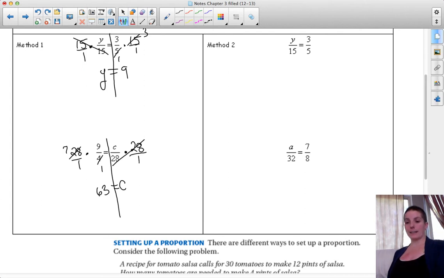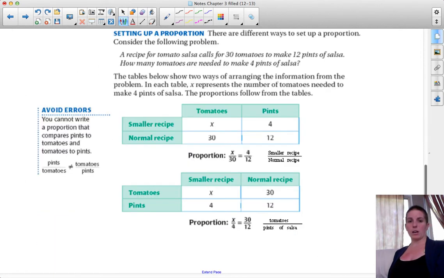Now, like I said before, I'm going to come back to method 2. I'm just not quite ready for it in this video. I do want to talk about setting up a proportion. There are different ways to set up a proportion. Consider the following problem. A recipe for tomato salsa calls for 30 tomatoes to make 12 pints of salsa. How many tomatoes are needed to make 4 pints of salsa?